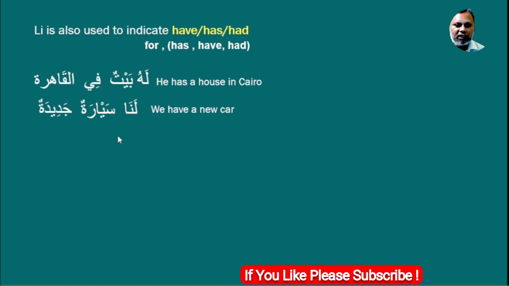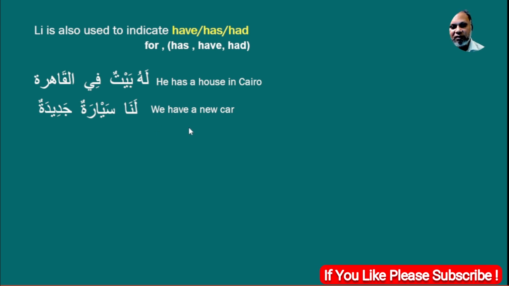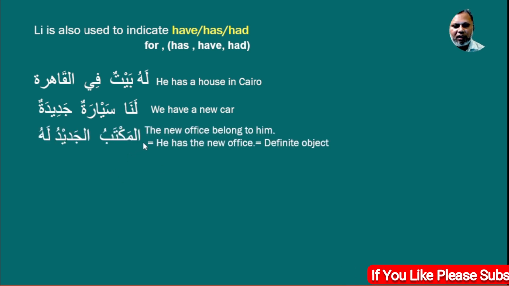This is one more example: Lana sayyaratun jadidatun. We have a new car. Here lana means we have. Na means the pronoun we, us. Lana means we have. Sayyaratun, car. Jadidatun, new car. Now one more example: Al-maktabu al-jadidu lahu. Al-maktabu means office. Jadidu, the new office. The new office, lahu, belongs to him. That means he has the new office.